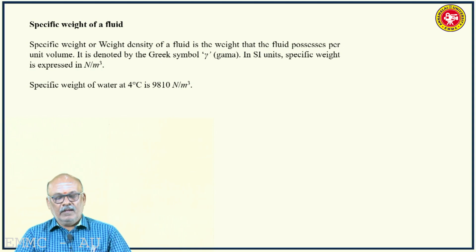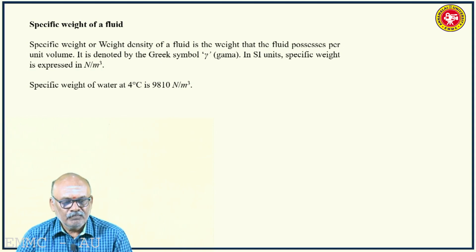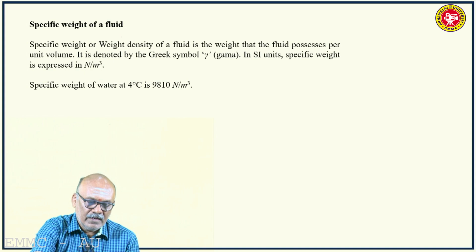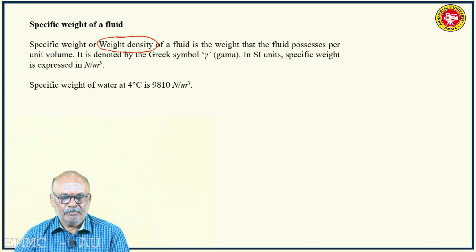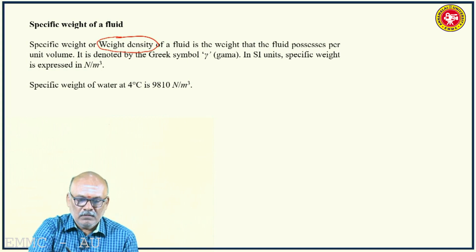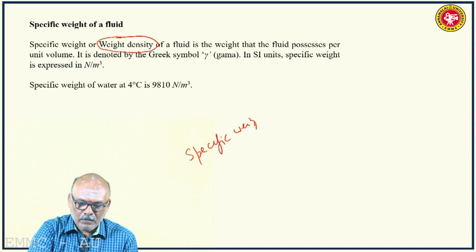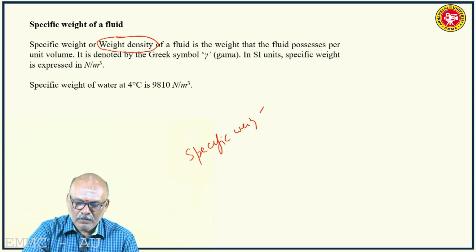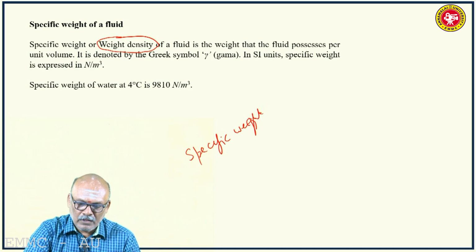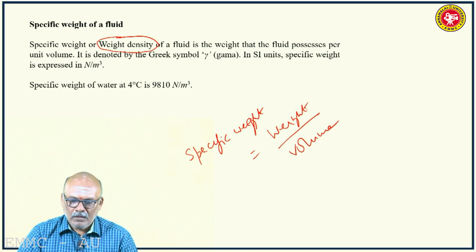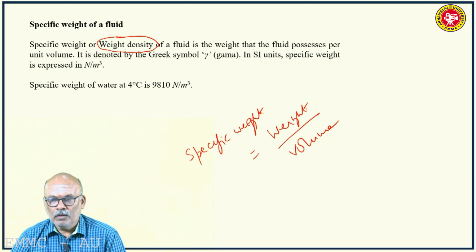Now let us go to the next property, that is specific weight of a fluid. Specific weightக்கு இன்னொரு பேர் கேட்டீங்கன்னா weight density. Mass densityக்கு specific mass-ன்னு சொன்னோம், specific weightக்கு இன்னொரு பேர் weight density. So how is it defined? Specific weight is defined as weight per unit volume. Mass densityல mass divided by volume சொன்னா, இங்கே weight divided by volume.